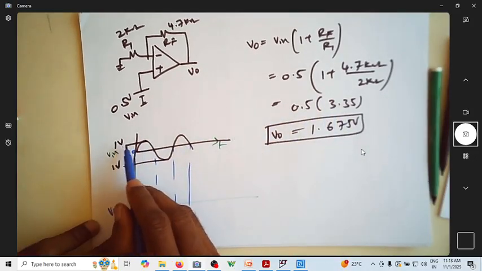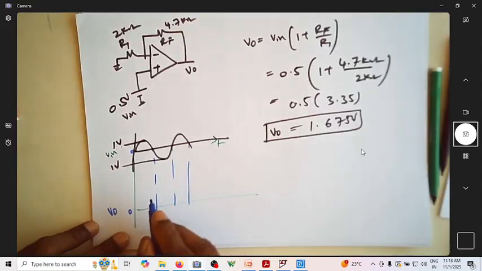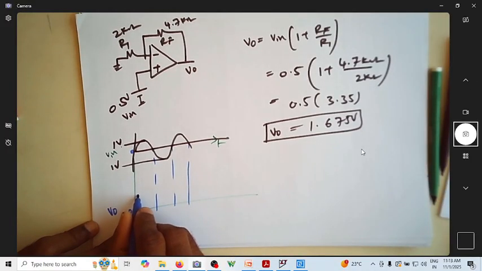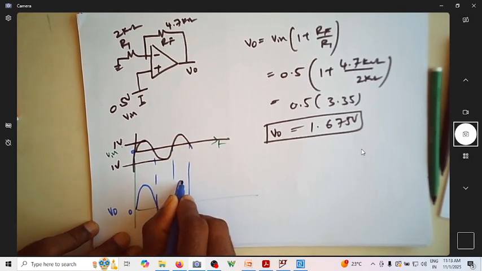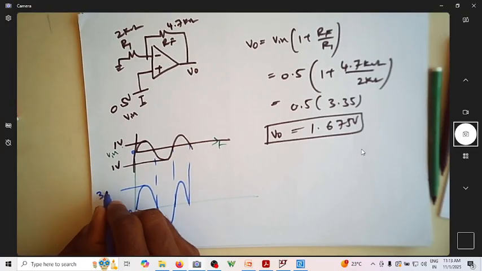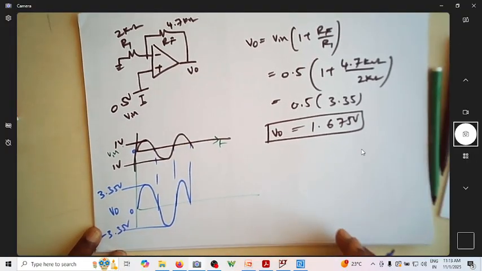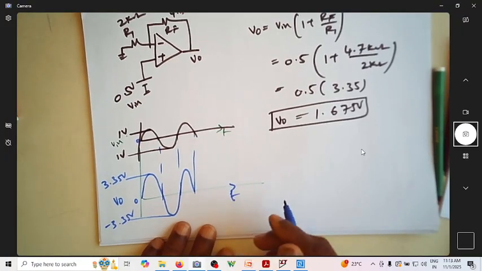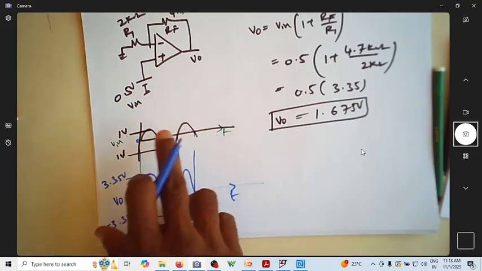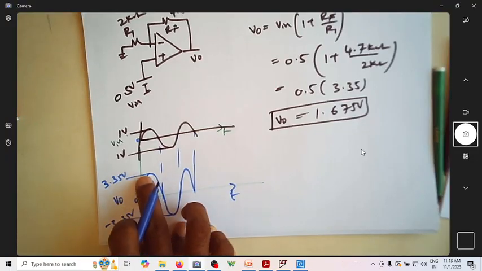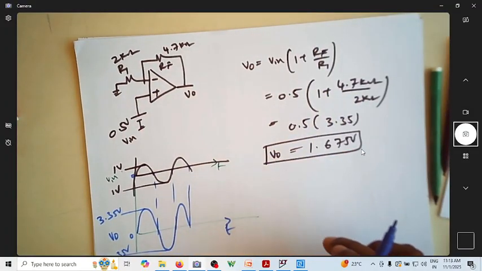Since the input is 1 volt and the gain is 3.35 for the same ratio of RF and R1, your output goes in the same direction with an amplitude 3.35 times the input. So what will be this? It is 3.35 volt. This is minus 3.35 volt. This is again with respect to time. This is the output waveform if the input is a 1 volt sine wave signal. You can see it is now amplified by this many times because this is nothing but 1 plus RF by R1. Correct?